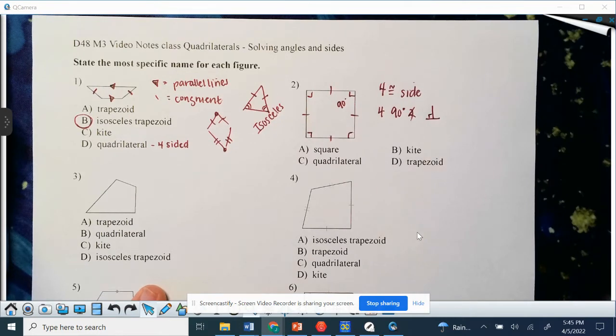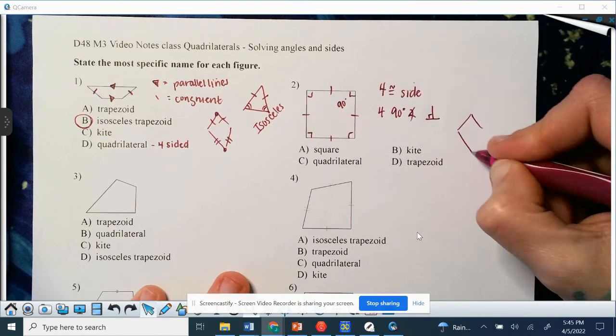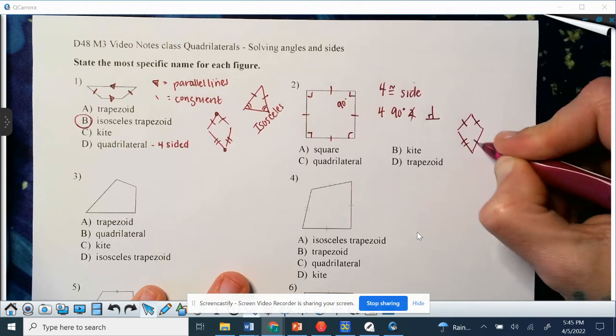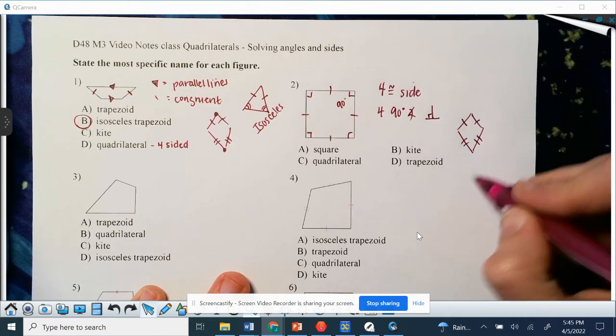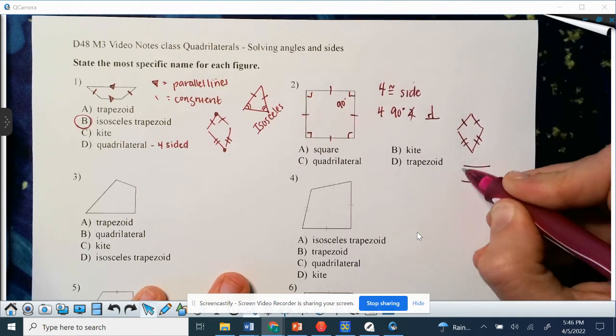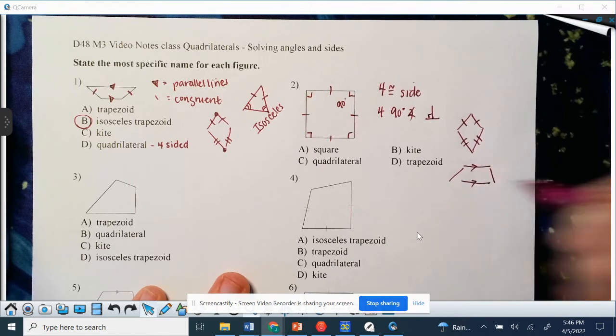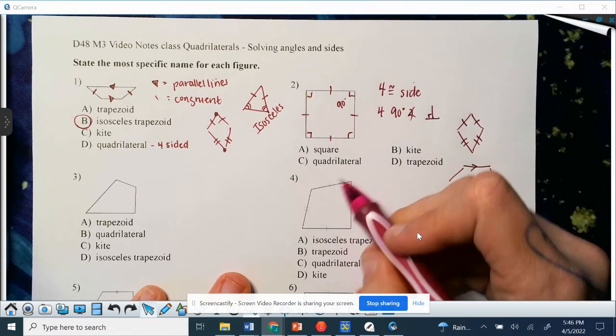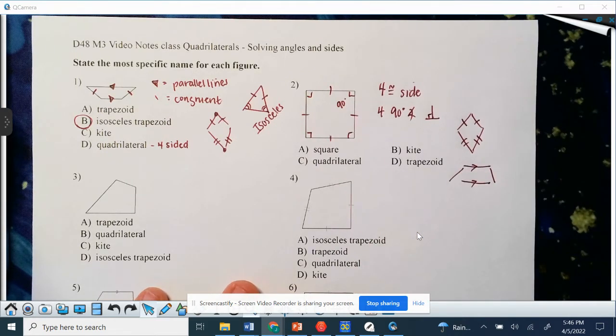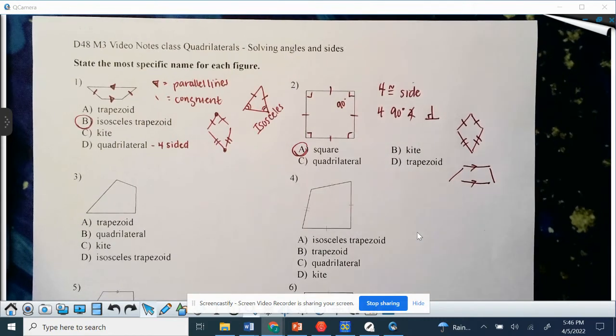So a kite, again, a kite has two adjacent but not four congruent sides. Trapezoid has one set of parallel sides at the very least. Quadrilateral, it is a four-sided figure, but the most specific is going to be square because all the details are going to make it a square. So that's instead of me calling you a student or me calling you a boy or me calling you a girl, but calling you by your actual name. So very, very specific to who they are.